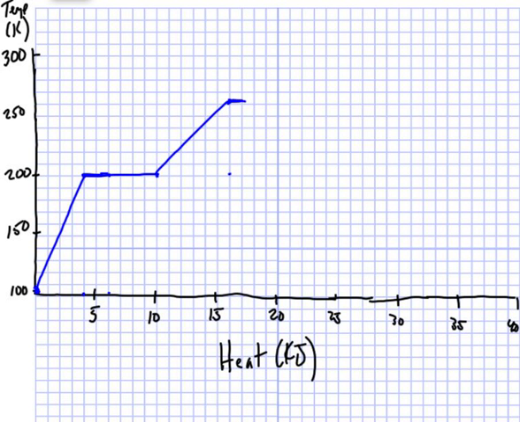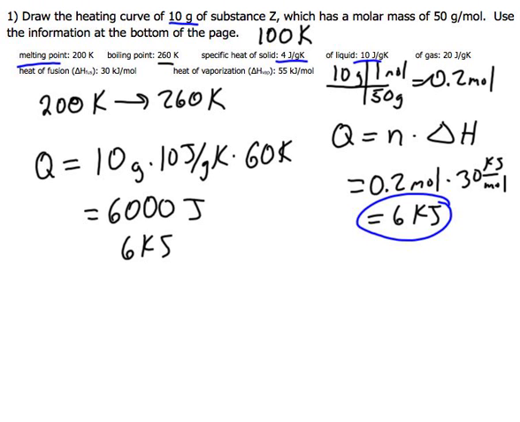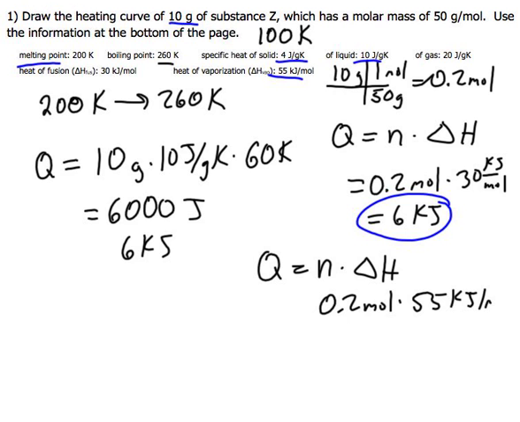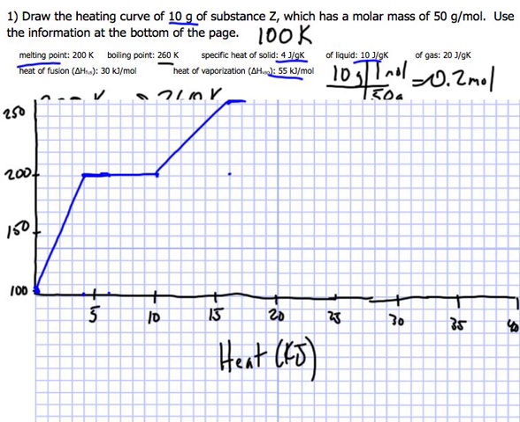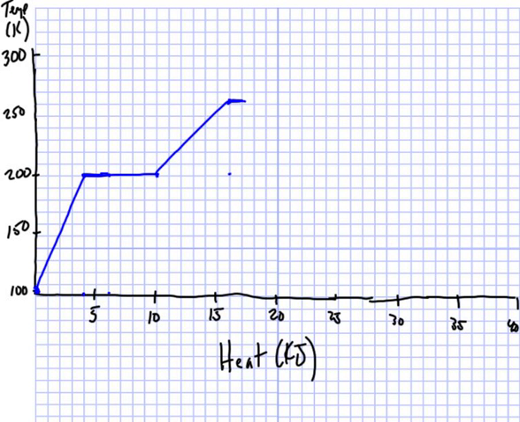So we need to figure out how much heat it takes to vaporize it. Same equation: Q equals n times delta H. I have 0.2 moles times the heat needed to vaporize it, which is delta H of vaporization, 55 kilojoules per mole, which will be 11 kilojoules to vaporize it. Back to my graph, I point to where I am. I was at 16, so I'm going to add 11, and that's going to bring me to 27. So 27 is here. This is now how much it takes to vaporize it. Notice it's a longer flat line. It usually takes more energy to vaporize than it does to melt.